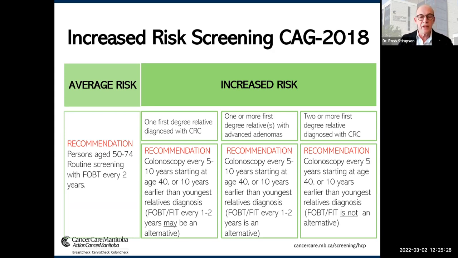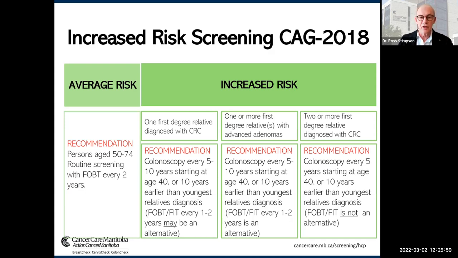FIT or FOBT is put in there as an option or an alternative. CAG does list this as an optional test and does not designate it as the preferred test. However, going forward, we've seen that other programs in Canada, including Alberta and British Columbia, are actually recommending FIT in these circumstances when the individual has a first degree relative over the age of 60. They still recommend colonoscopy when the individual is under the age of 60.